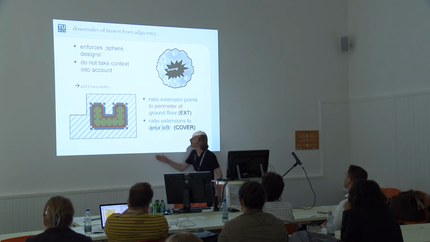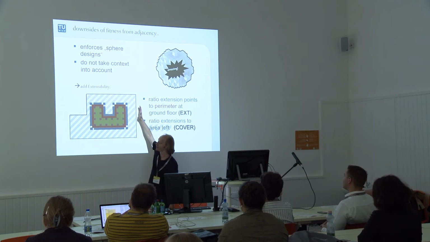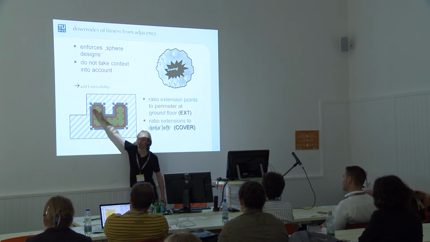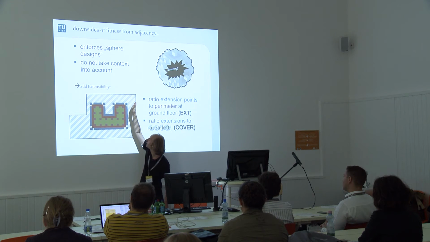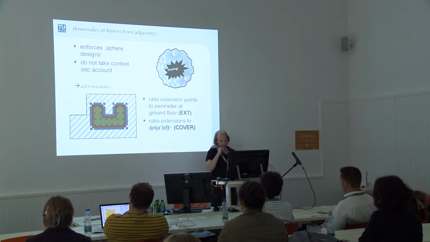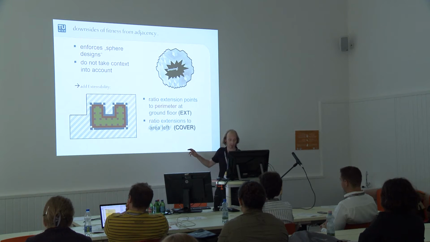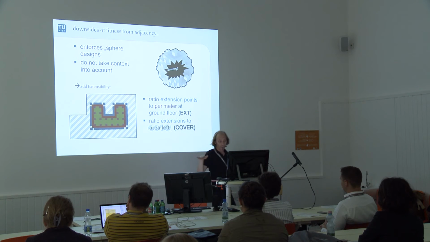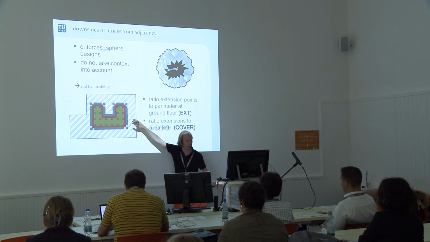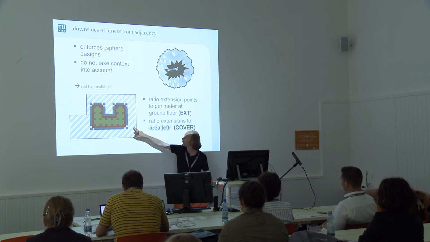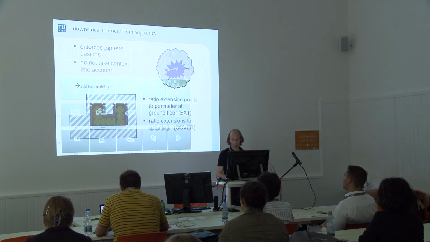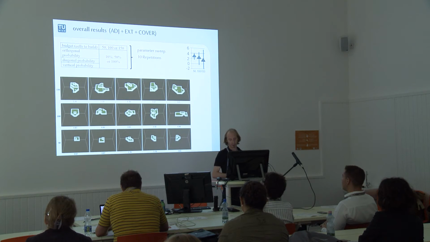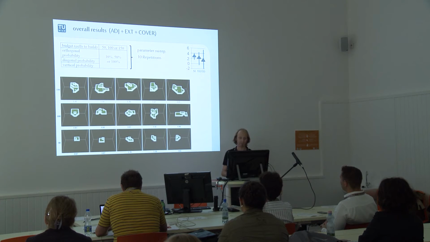So what we did next was to try to get a hold of the surrounding area, namely how extensible is this typology, how much space is to each side and so on. So two ratios: one regarding the ratio of extension points, here shown in blue, to the perimeter at the ground floor, and the ratio of extensions, again in blue, to the area left, which is hatched. And by doing that, these were our fittest designs.